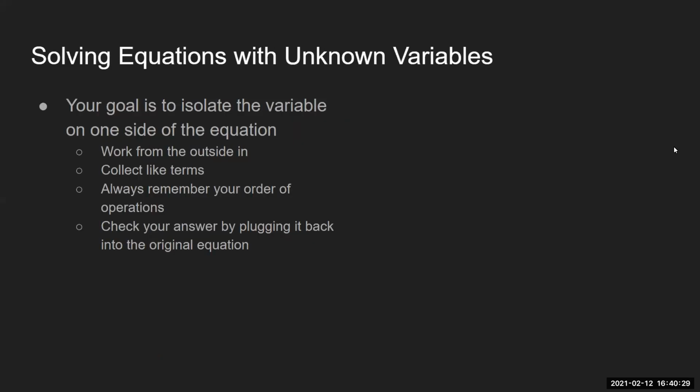You're also going to have to be comfortable solving equations with unknown variables. Those are your X's and your Y's, and sometimes A's or B's or M's or P's. Your goal is to isolate the variable by itself on one side of the equation. You always want to work from the outside in. You're going to collect all of your like terms. Remember again your order of operations. For these types of questions, you can always check your answer by plugging it back into the original equation. And in some instances, it's faster if you just take the answers, plug them back into the original and see which one is right.